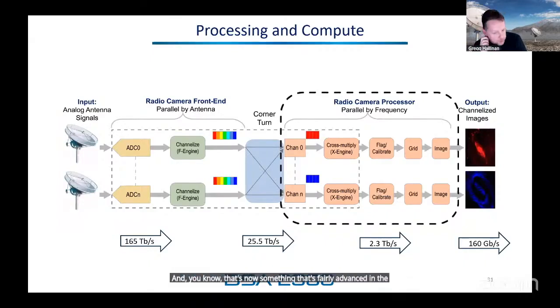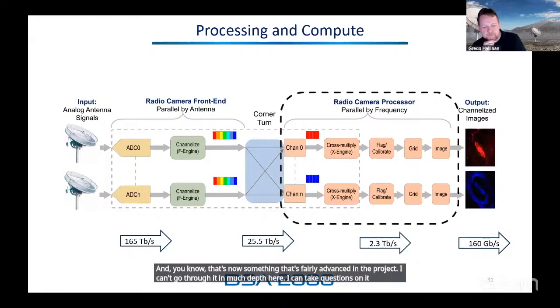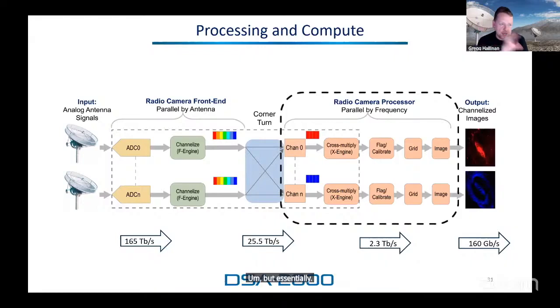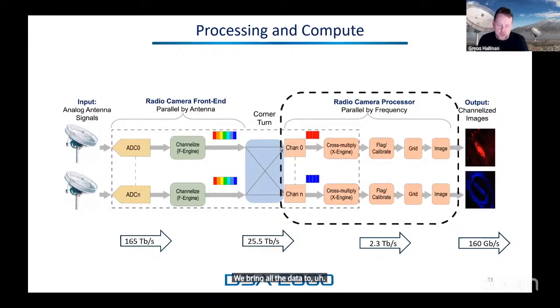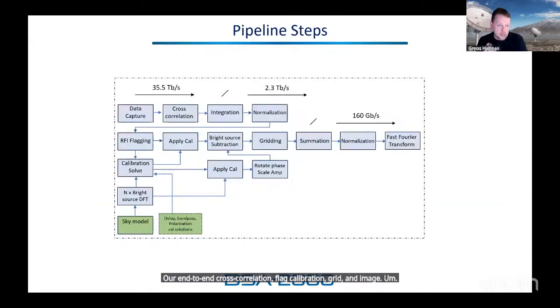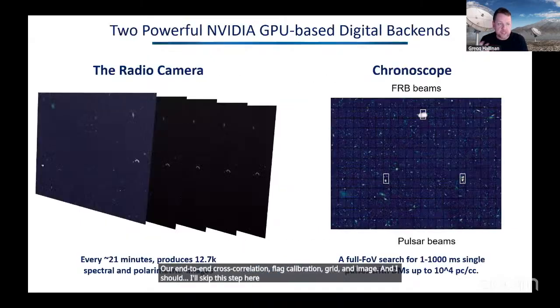I can't go through it in much depth here. I can take questions on it. But essentially, we have the radio camera front end, which is a traditional F engine. We bring all the data to Ely, and there we do our end-to-end cross-correlation, flag, calibration, grid and image. And I'll skip this step here, and I'll emphasize we really have two digital backends.